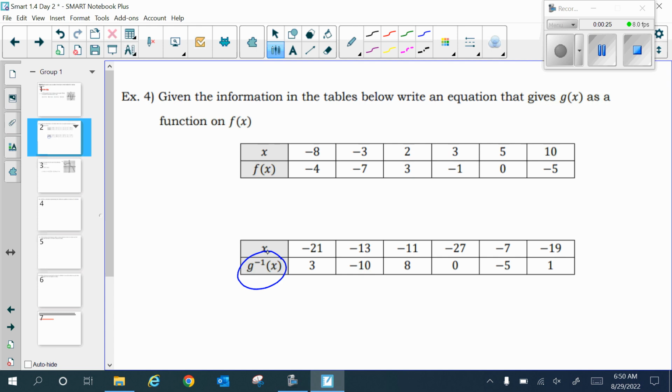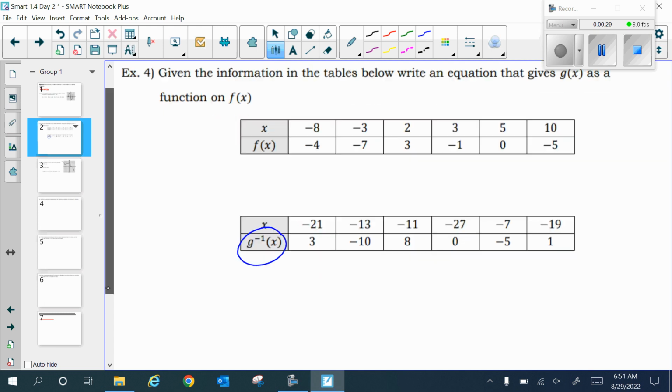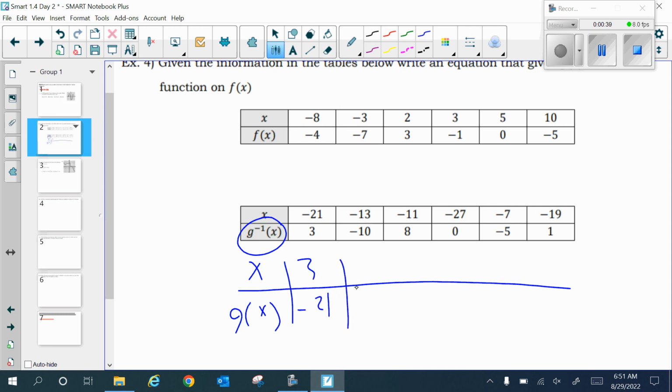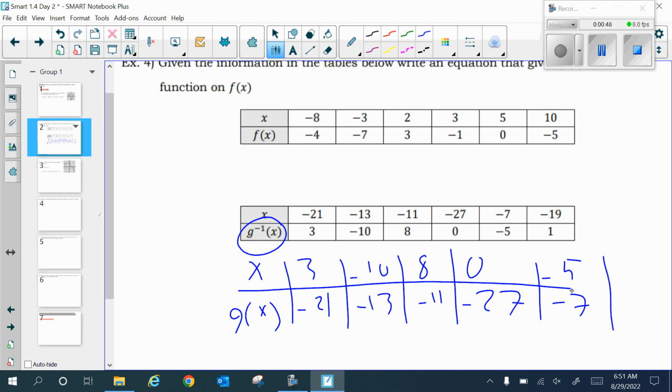But remember, the relationship between inverse functions and the regular function is that they're just flipped. So that's what I'm going to do. I'm going to flip this x of inverse x table to get my x of g of x. So I get 3, negative 21, negative 10, negative 13, 8, negative 11, 0, negative 27, negative 5, negative 7, and then finally 1, negative 19. I flipped these x's and y's to get my new x of g of x table. You flip the x's and y's, you get your new table.